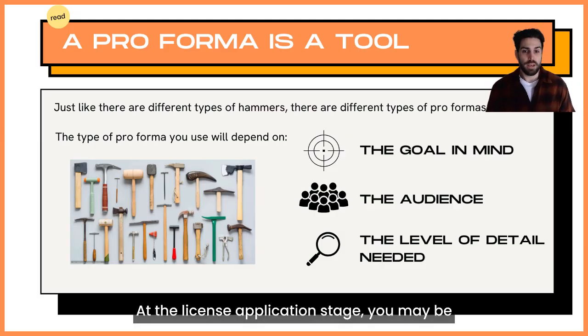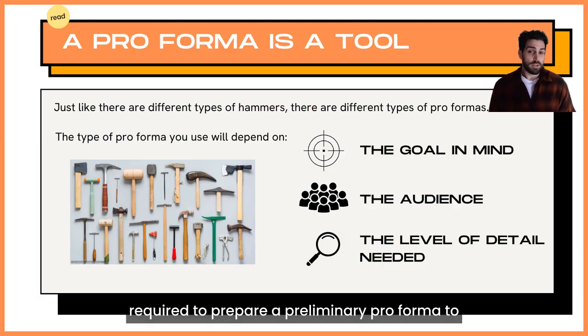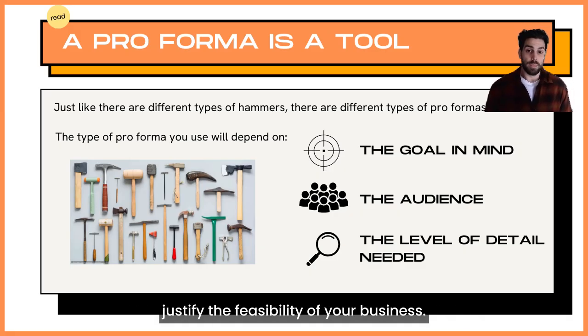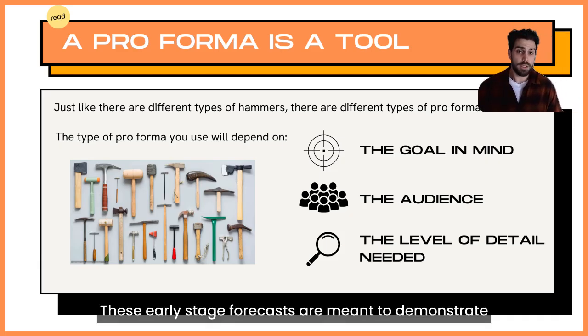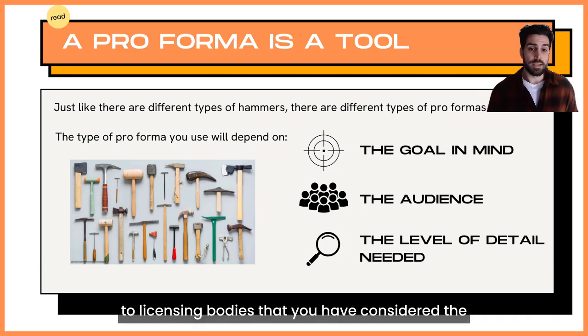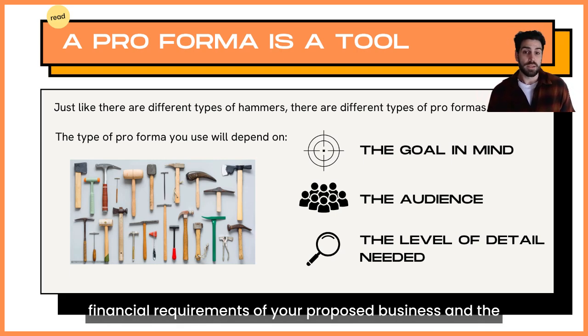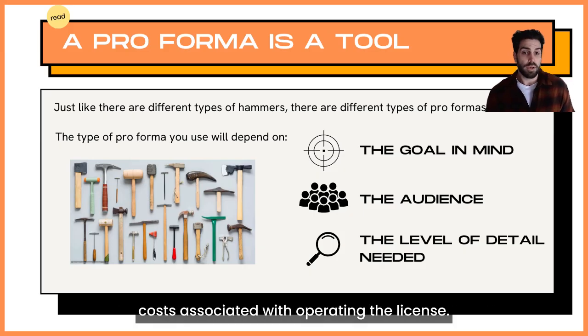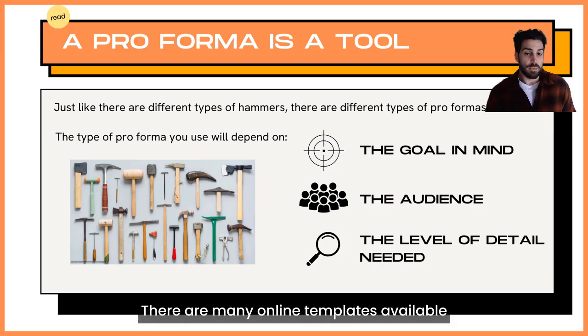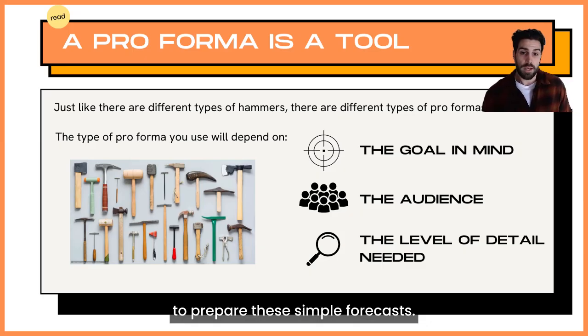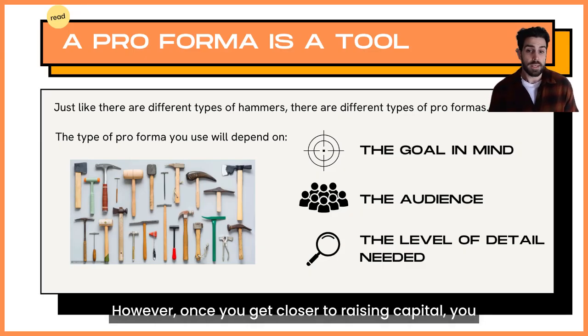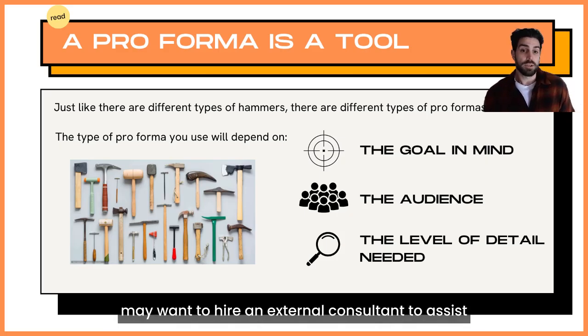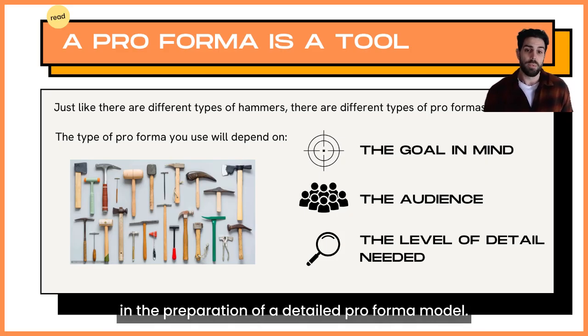At the license application stage, you may be required to prepare a preliminary pro forma to justify the feasibility of your business. These early stage forecasts are meant to demonstrate to licensing bodies that you have considered the financial requirements of your proposed business and the costs associated with operating the license. There are many online templates available to prepare these simple forecasts. However, once you get closer to raising capital, you may want to hire an external consultant to assist in the preparation of a detailed pro forma model.